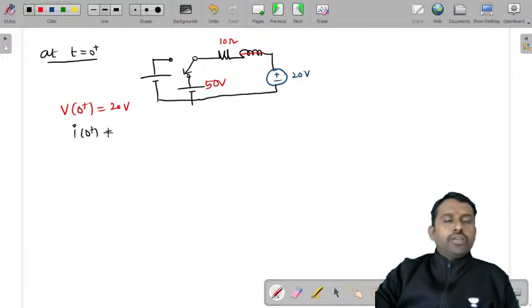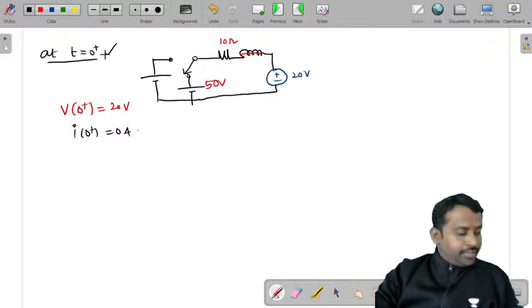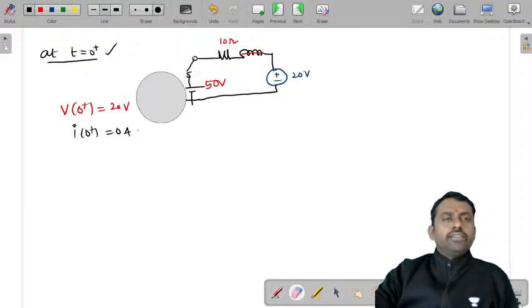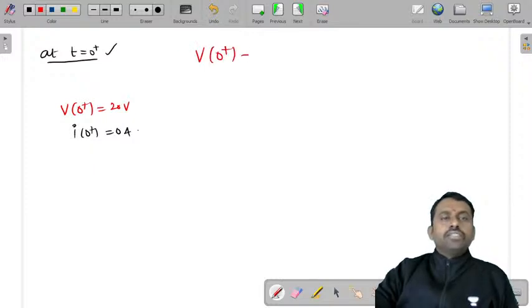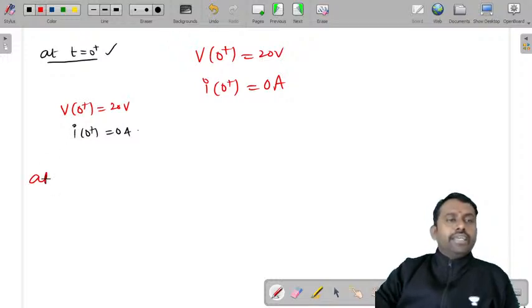And the current through the circuit is 0 amperes at 0 plus, because inductor and capacitor do not allow sudden change of current and voltage. We'll get the same values. V of 0 plus is equal to 20 volts, I of 0 plus is equal to 0 amperes. Now let us consider t greater than 0.